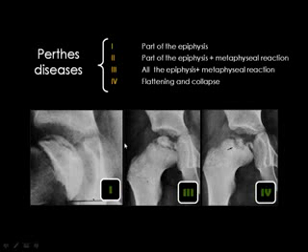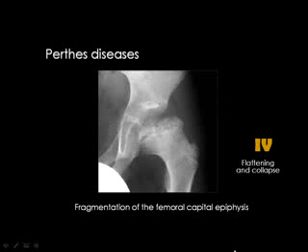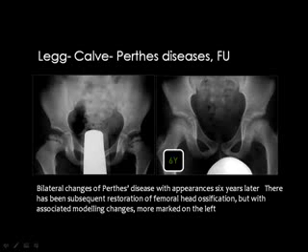epiphysis is affected with metaphyseal irregularity, like these metaphyseal irregularities. Stage 3, all the epiphysis is affected and the metaphysis as well. Stage 4, there is flattening and collapse. This is stage 4 of Perthes disease. Stage 4 Perthes disease, flattening and collapse of the epiphysis, then you are dealing with stage 4.